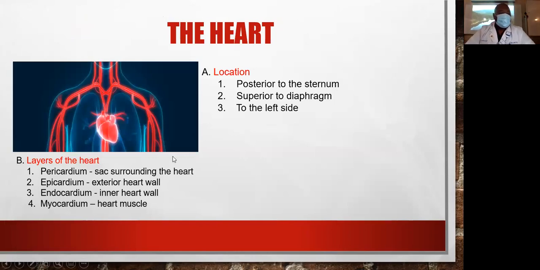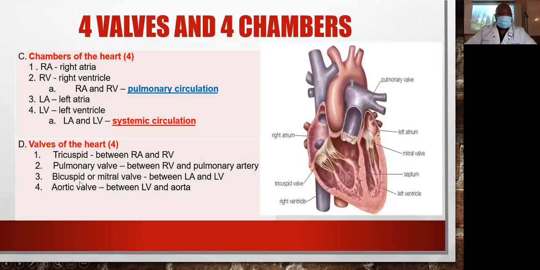The heart's positioning, right? It's posterior to the sternum, superior to the diaphragm, and off to the left side, okay? The heart has a sac, and it also has layers. The sac is called the pericardium. The pericardium is the sac that surrounds the heart, and the heart itself has three layers. The exterior wall is the epicardium, the inner wall is the endocardium, and the heart muscle itself is the myocardium.